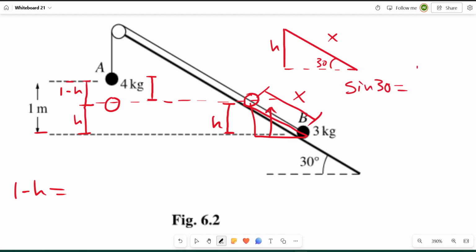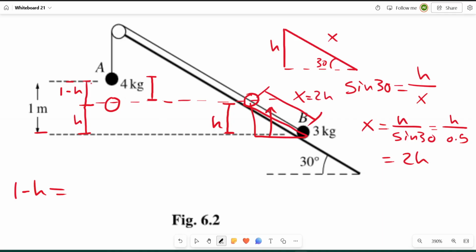So if I want a relationship between h and x, I'm going to do sine 30 equals opposite, which is h, over hypotenuse, which is x. So I can get this distance, which should be equal to this distance, in terms of x and in terms of h. So x is going to equal h, I'm going to multiply this over there and divide by sine 30. So x equals h over sine 30. Sine 30 is basically half, so it's h over 0.5, which is basically 2h. So x is 2h.